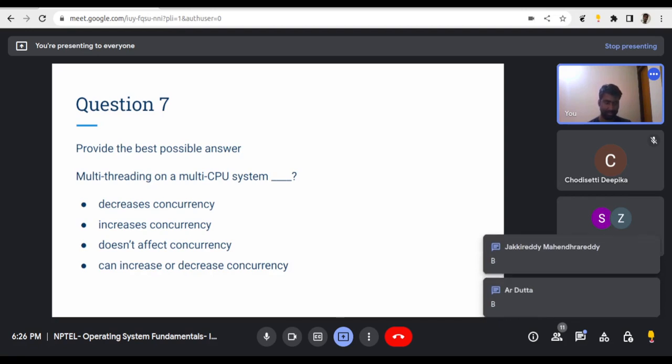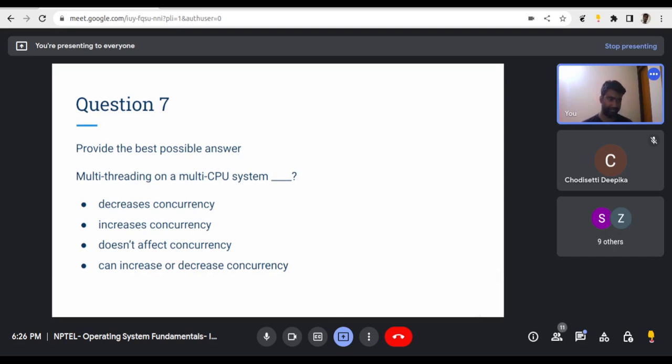Someone says it increases concurrency. Okay, I'm getting answers. It increases concurrency. Anyone else? Anyone else would like to contribute? Anyway, let's get to the answer then.